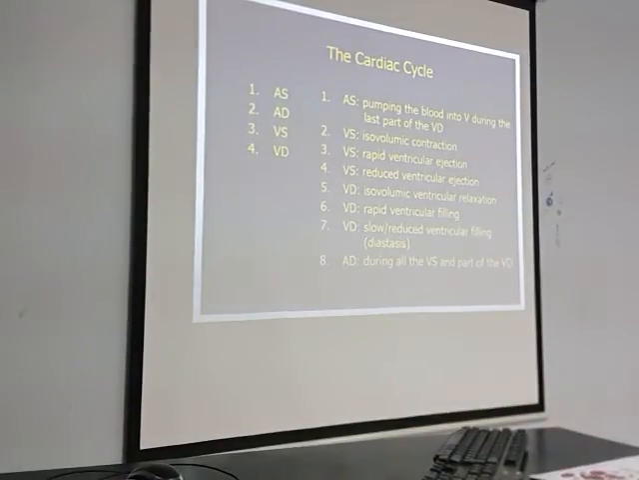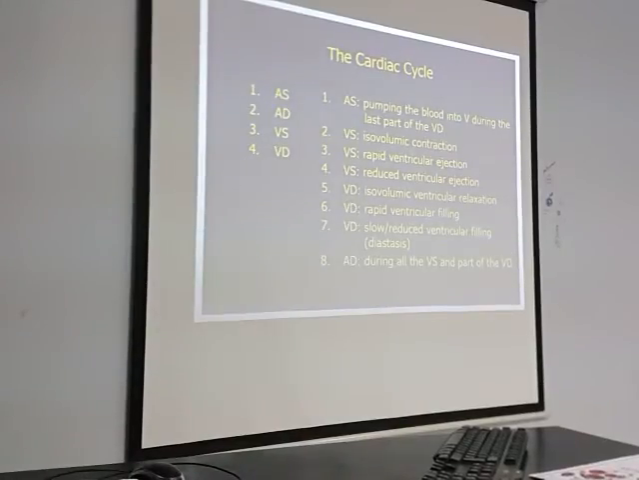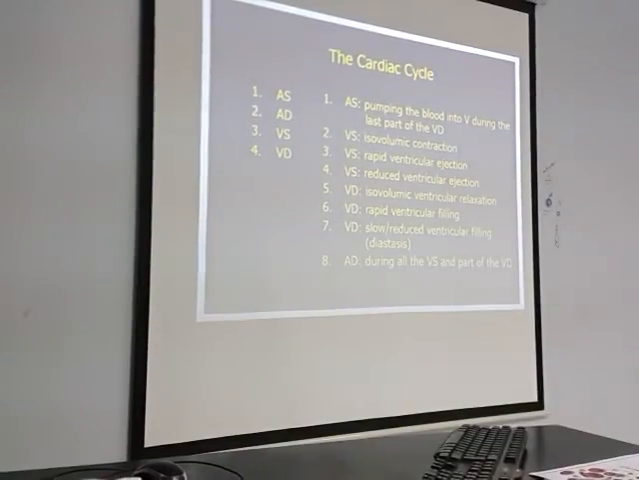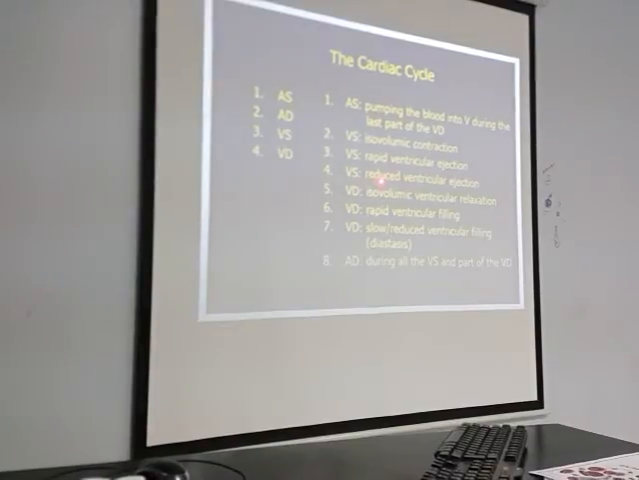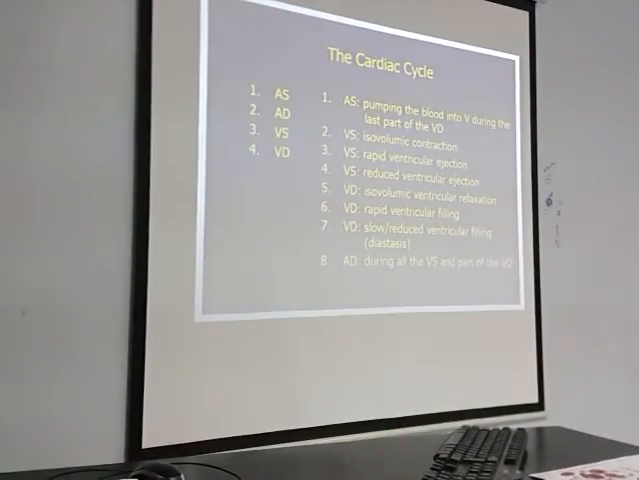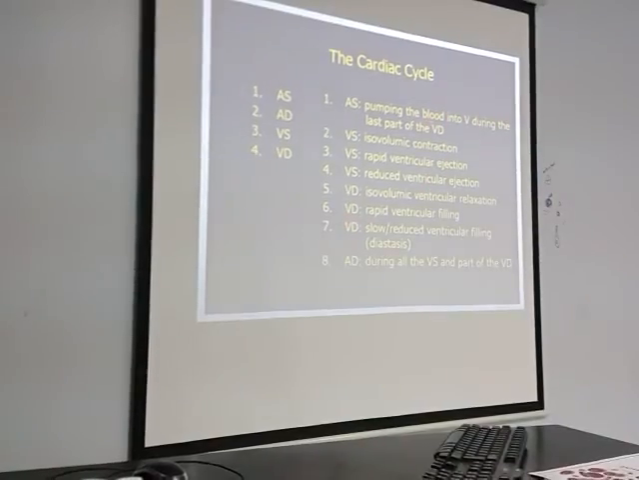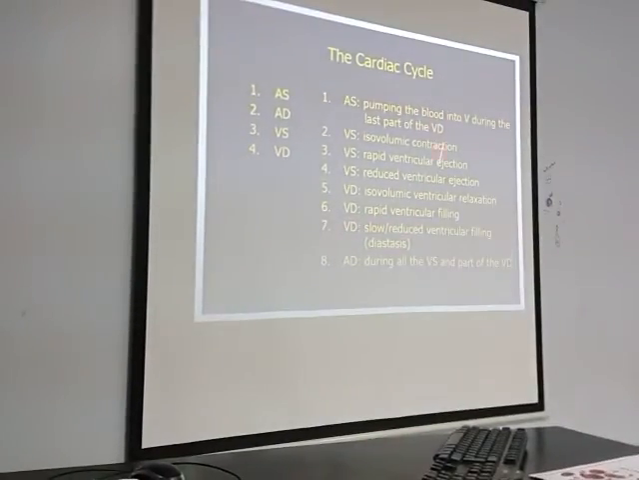Second one, rapid ejection. Third one, slow ejection. Okay? Ventricular systole: slow or reduced ejection. You can say slow or reduced ejection. Similarly, ventricular diastole. It's very simple to remember these 8 phases. Very simple. Ventricular systole 3, ventricular diastole 3.